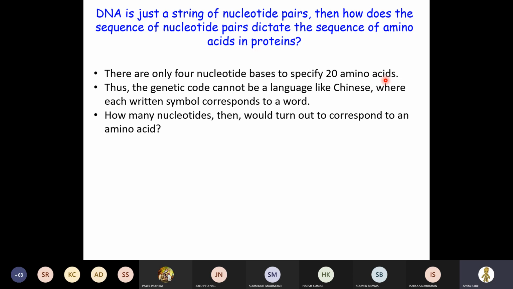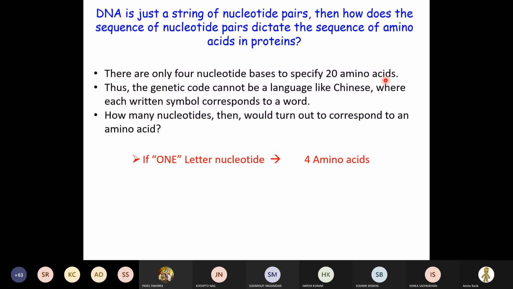If we go for permutations and combinations, and I take one letter, just one nucleotide codes for one amino acid, then how many amino acids will be coded? Just four. But we have 20. If one nucleotide corresponds to one amino acid, then just four amino acids will be formed. Are you getting my point, class?